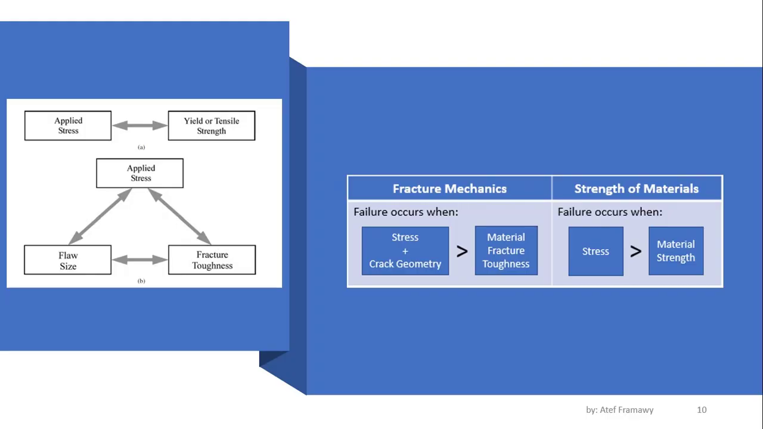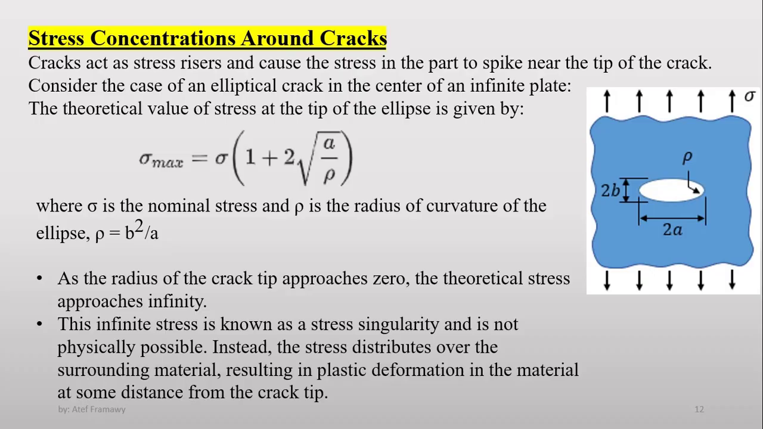Now, let's talk about something really important in fracture mechanics: stress concentrations around cracks. This will help us understand why cracks can cause such big problems in materials. Imagine you have a piece of metal with a crack in it. This crack acts like a stress magnet, pulling in stress and causing it to spike near the tip of the crack. Let's break down why this happens. Have you ever noticed how tearing a piece of paper is easier if you start with a small cut? That's because the cut acts as a stress concentrator, just like our crack in the metal.